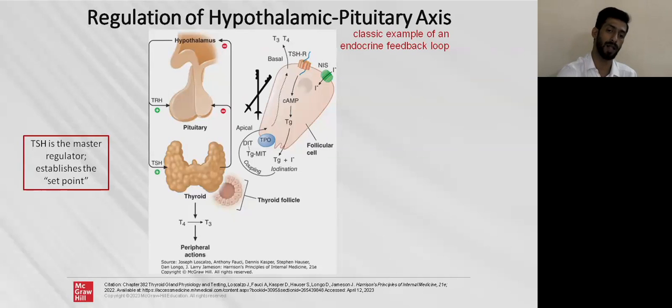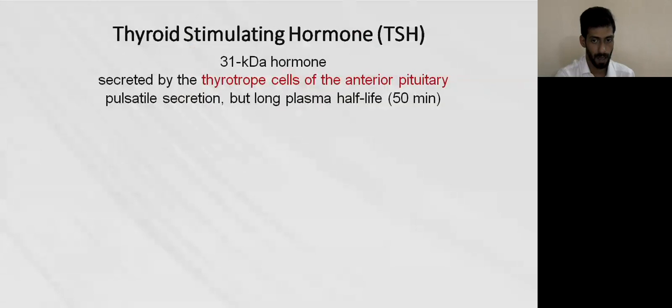And among all the elements of this hypothalamic pituitary axis, the master regulator is TSH, because TSH establishes the whole set point for this feedback loop. A couple lines on what is TSH. TSH is a 31 kilodalton hormone from the thyrotrope cells, anterior pituitary.